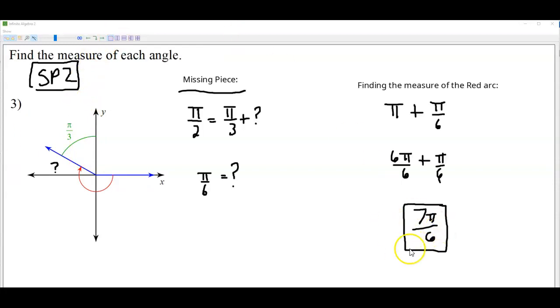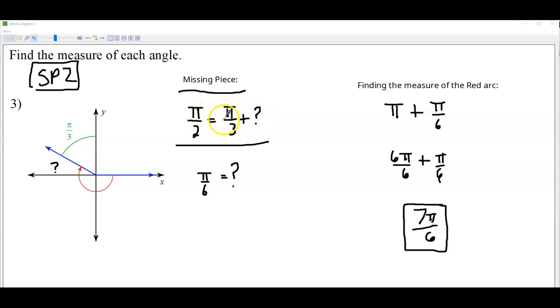All right, so the solution here is boxed in. It's 7 pi over 6. So let's see, how did we get there? Well, first of all, we need to find this missing piece here. Once again, from here to here is pi over 2. So we know that pi over 2 is equal to this one plus this one. In other words, we have this equation here. Pi over 2 is equal to pi over 3 plus our missing piece.